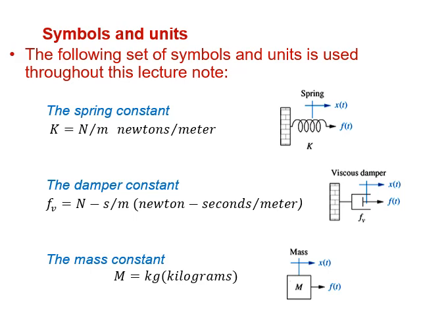The units for these elements are given here, where in the spring, its constant is K, as I mentioned in the previous slide, and its unit is Newton per meter. And the damper, its constant is Fv, with a unit of Newton second per meter, and the mass, its unit is kilogram.